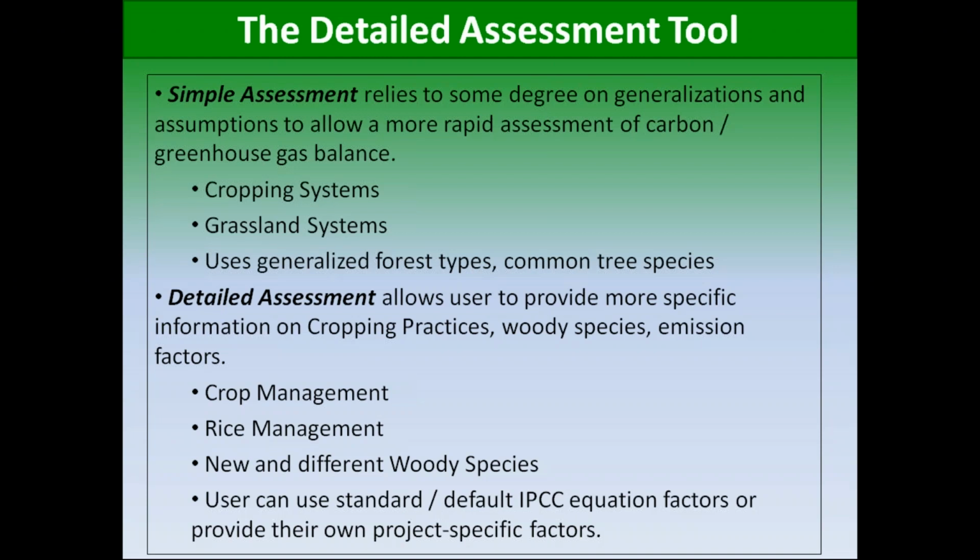So you will have noticed as you went through, you were using these drop-down menus, and you chose from a pre-populated list of different cropping systems and grassland systems, etc. So it uses generalised forest types, common tree species. So those lists that you pulled up will have been specific to Kenya, the most common cropping systems, most common forest types that are found in that part of Africa.